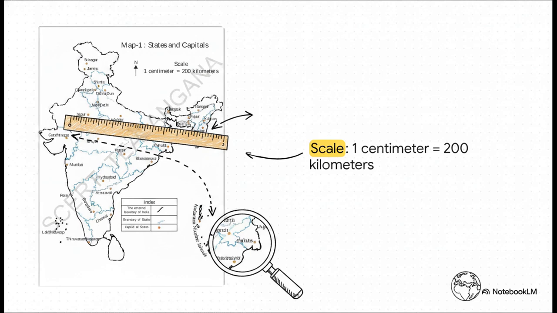But, just drawing the shapes isn't quite enough, is it? We need to know the actual distance between them, and that is exactly where scale comes in. Take this map, for example. The scale tells us that 1 centimeter on the paper equals 200 kilometers out in the real world. So, by just grabbing a simple ruler, you can accurately measure the massive real-world distance between, let's say, Hyderabad and Jaipur, right there sitting at your desk. It's a pretty powerful tool.